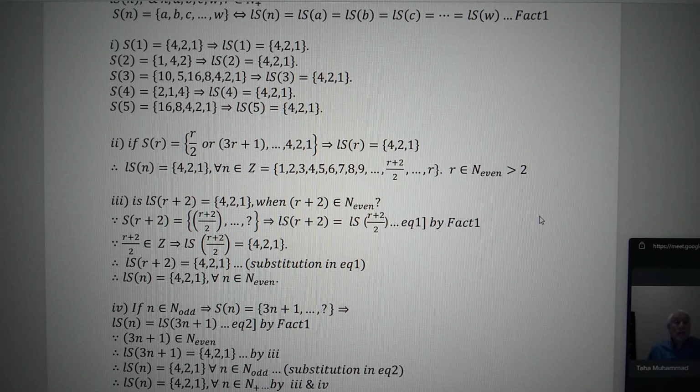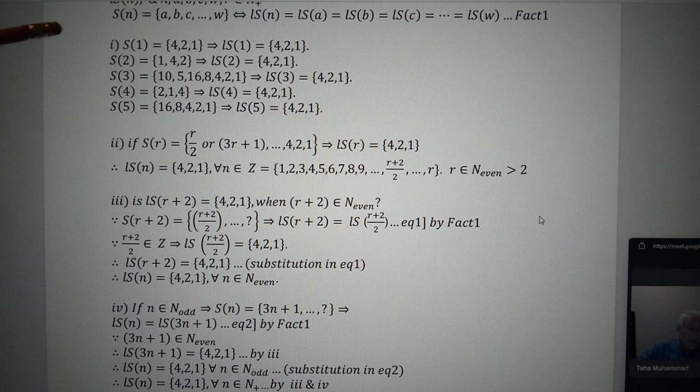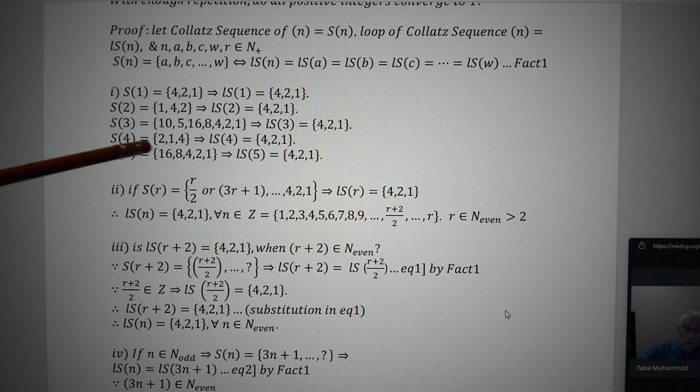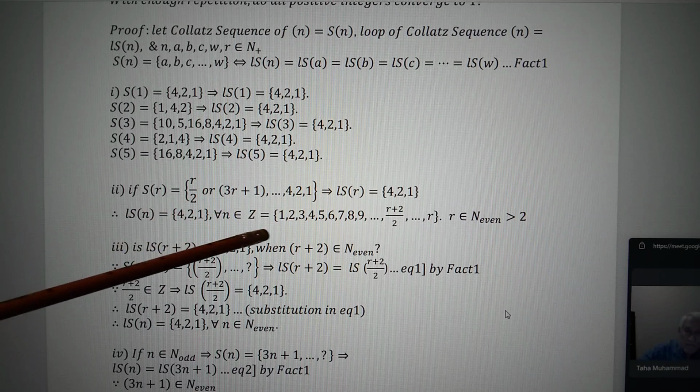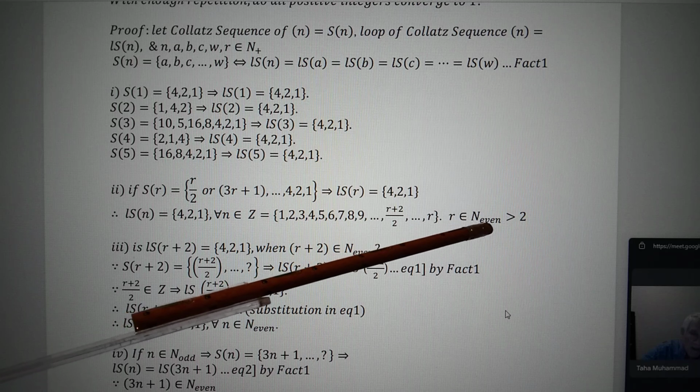Now we go to the second step. Here I have to say what R is. If R is even, the next one will be R plus 1. That's why I say the loop of any number equal to 4 to 1 belongs to a set, I name it Z. And this Z is what? See, I started from 1, 2, 3 million, 2 million, 3 million, until R. But R, I have to name it even.